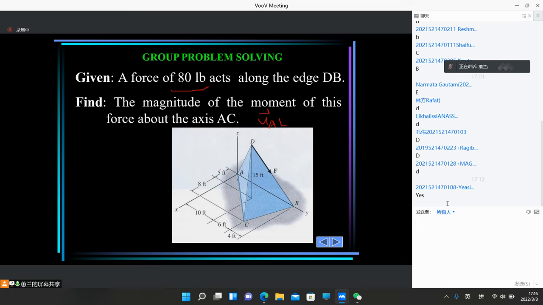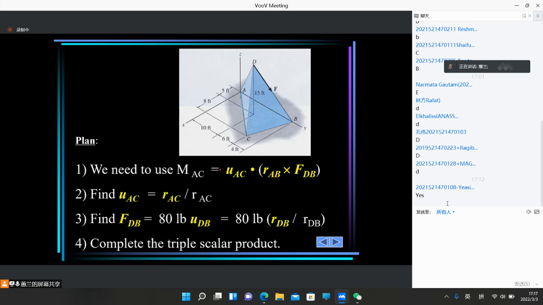How to find it? The position vector RDB, because the coordinates of D and B are given, right? So it's easy to find the position vector RDB. And then we divide by its magnitude, and we find the unit vector of the force F. And then F can be expressed in vector form, right? So let's continue. You see, we find RDB. It's really important to find RDB, okay?